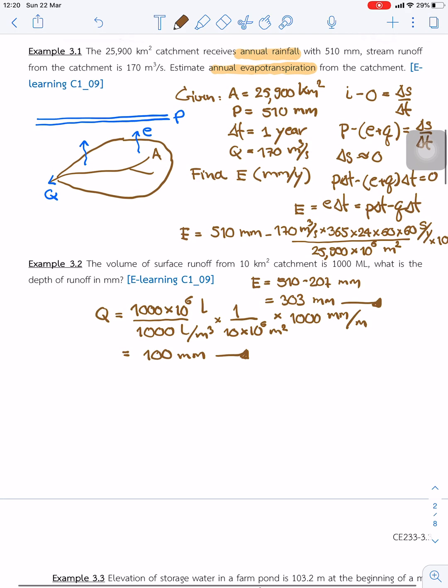Okay, for this case in Australia they present the unit of Q in terms of million liters, because they can divide the 1,000 million by the area in square kilometers. You can easily convert from volume to depth by just taking the number of the volume in units of million liters divided by the area in units of square kilometers. We get the depth.